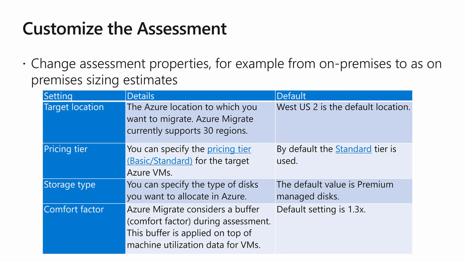So some of the other customizations we can make with that assessment: where do we want to actually migrate the workload to? At the time of this recording, Azure Migrate currently supports 30 regions, with more regions coming online. The pricing tier is effectively going to default to standard, which is what you want for the VMs. For storage types, the default value is premium managed disks.